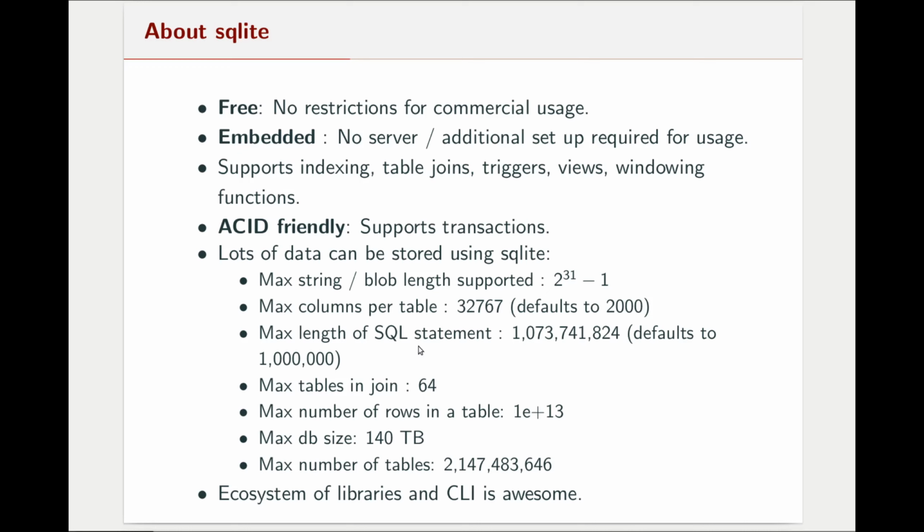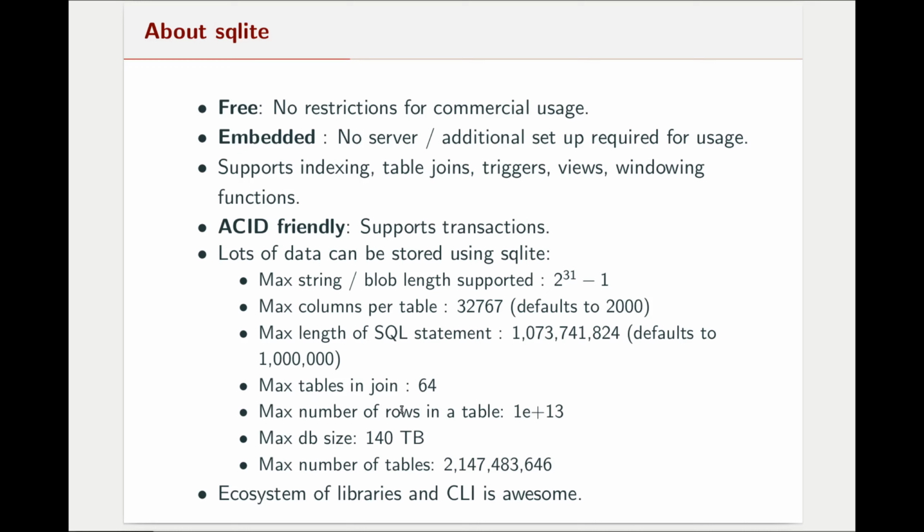The maximum length of a SQL statement defaults to 1,000,000. You can of course raise it all the way up to 1,000,000,000. I don't know why you would want to do that, but hey, it's always there. The maximum number of tables in a join is 64. So you can perform a 64-way join.